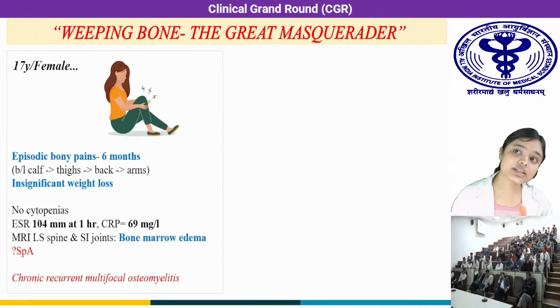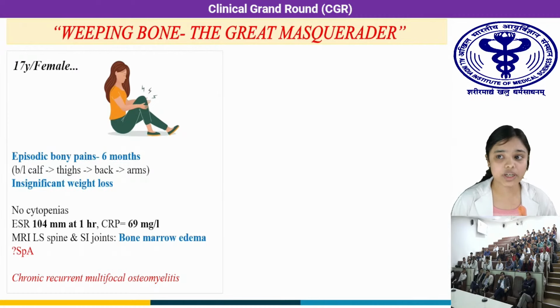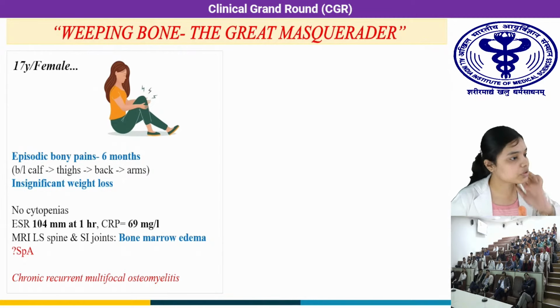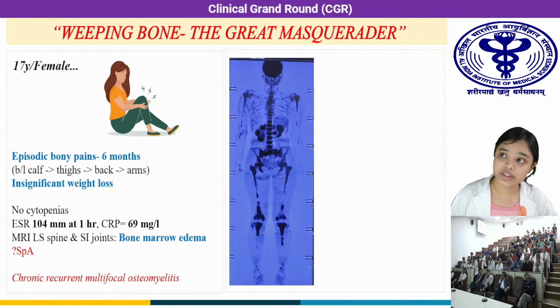Let's see one last example of a 17-year-old female who presented with episodic bone pain since 6 months, insignificant weight loss, had raised inflammatory markers, and she had evidence of bone marrow edema on the MRI spine done outside. So she was diagnosed as a case of chronic recurrent multifocal osteomyelitis, which is an autoinflammatory syndrome, in an outside hospital. So when she came to us, we extensively evaluated her MRI.